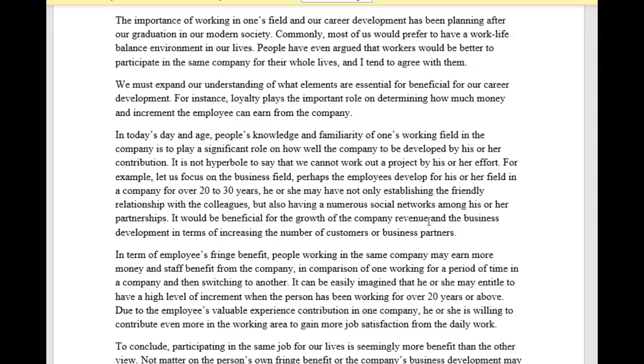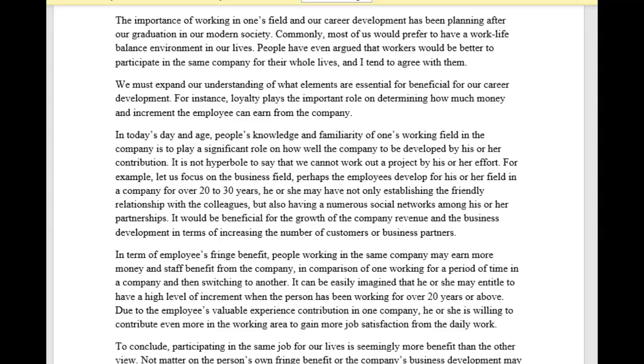In terms of employees' fringe benefits, there should be an S here, and there should be an S apostrophe, not an apostrophe S. People working in the same company may earn more money and staff benefits, with an S, from the company in comparison to one working for a period of time in a company and then switching to another. It can be easily imagined that he or she may be entitled to a high level of salary, not increment, when the person has been working for 20 years or above. Okay.